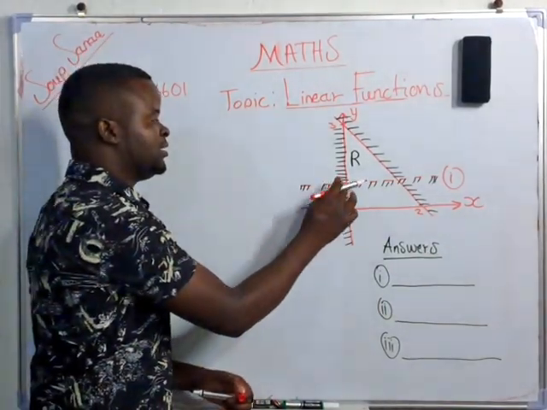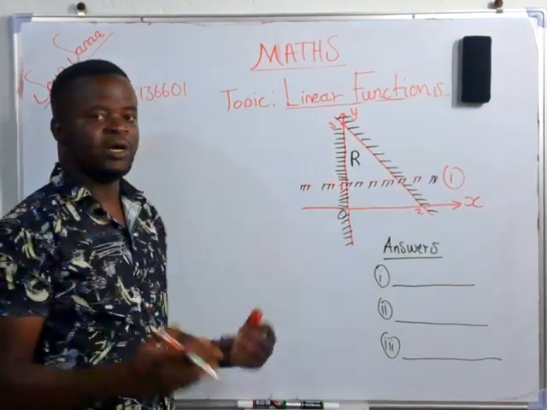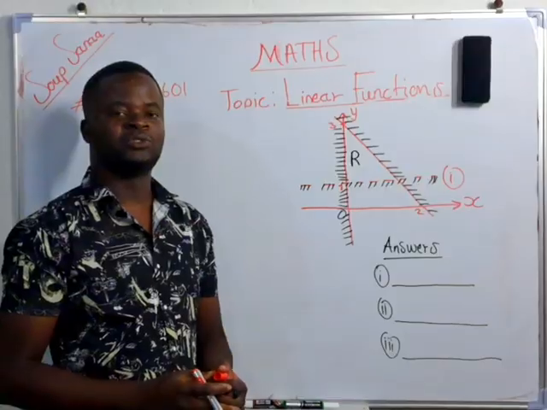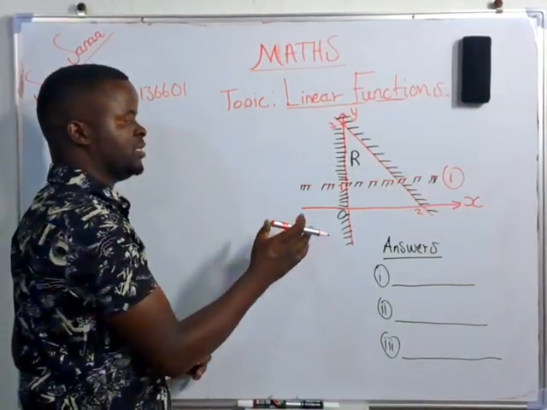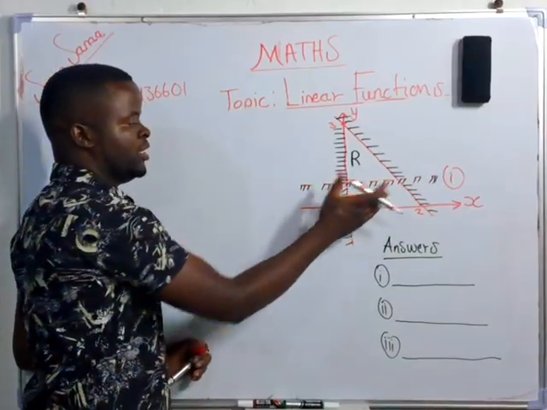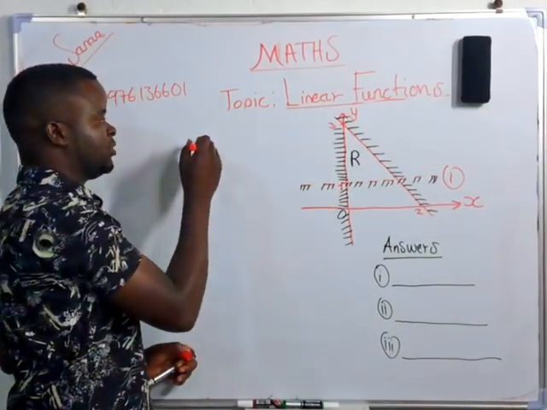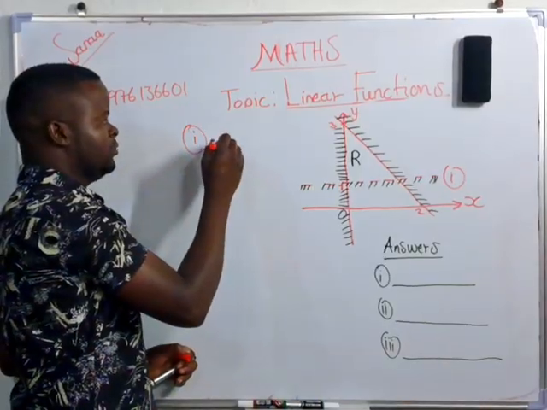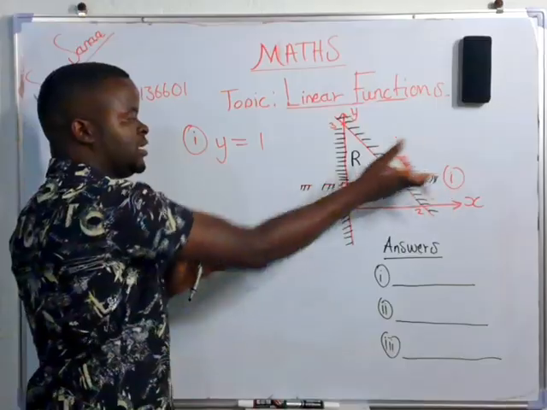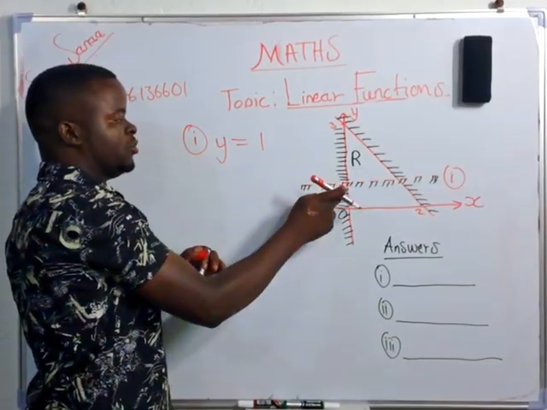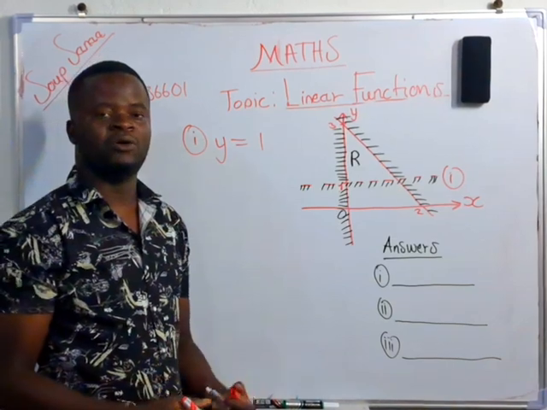The line is cutting the y-axis on positive 1. So what are we saying? The first thing that we need to do is to identify this type of line that is representing Roman numeral 1. This line is cutting the y-axis on positive 1. So the first thing that we need to do, we are going to say y is equal to 1. It is true, this line is cutting the y-axis on positive 1. Now, what type of line is this one? This is a broken line or a dotted line.